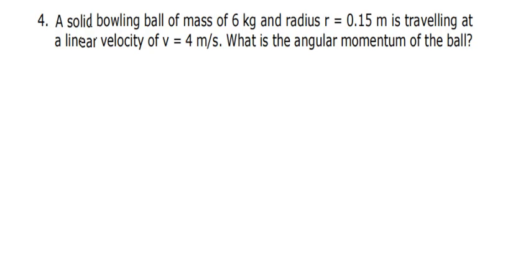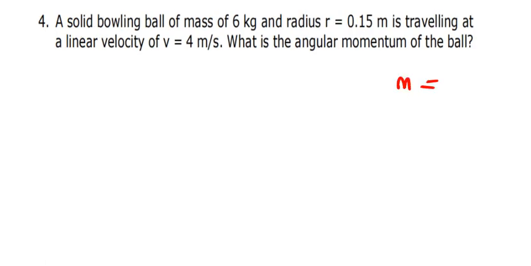Now on question number 4, we are told that a solid bowling ball of mass 6 kg and radius 0.15 meters is traveling at a linear velocity of 4 meters per second. What is the angular momentum of the ball? Okay, this is a very interesting question. So we're trying to find the angular momentum of this ball. What have we been given? Mass, a 6 kg ball. Then we've been given the radius, 0.15 meters.